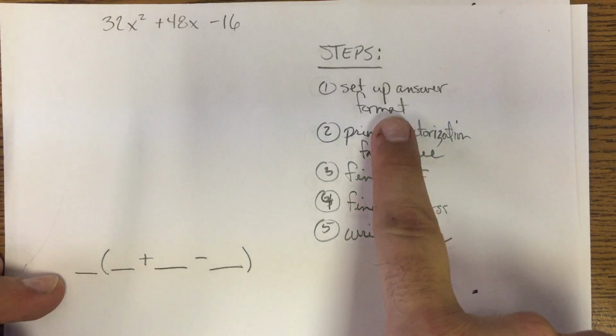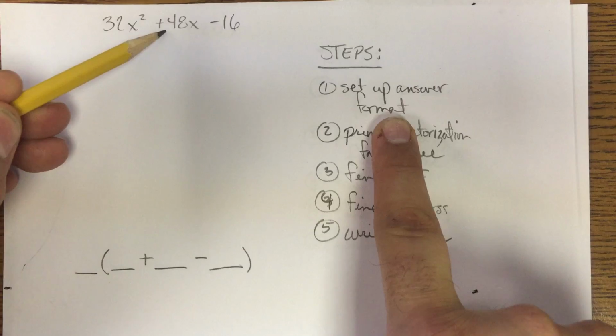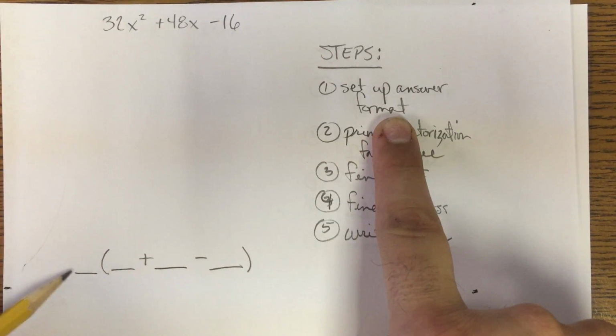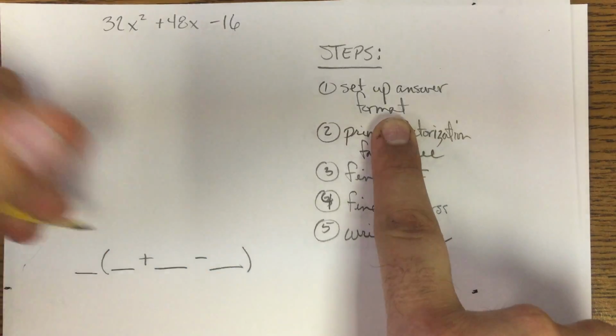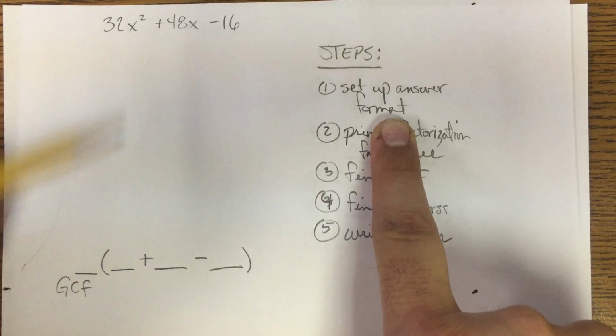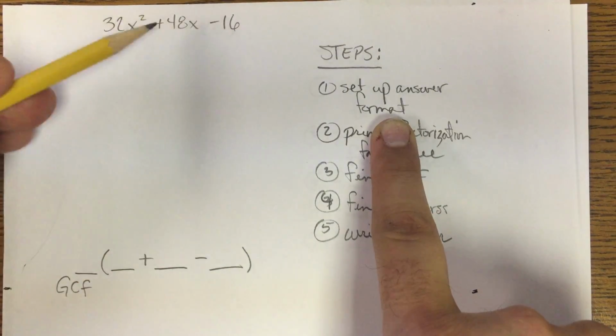So step number 1 is to set up the answer format. So if I have my original expression, 32x squared plus 48x minus 16, when I factor this, I'm going to end up with the greatest common factor right here, and I'll actually label that GCF. And this is the first term, this is going to be the quadratic term, this is going to be the linear term, and this is going to be the constant. And the signs are going to stay the same.